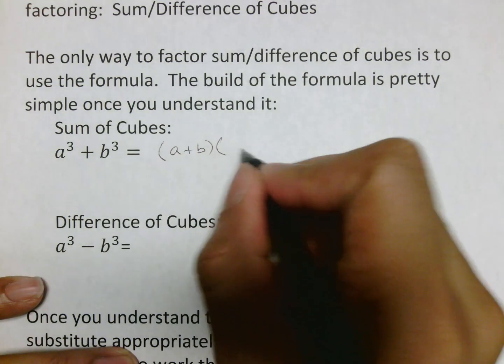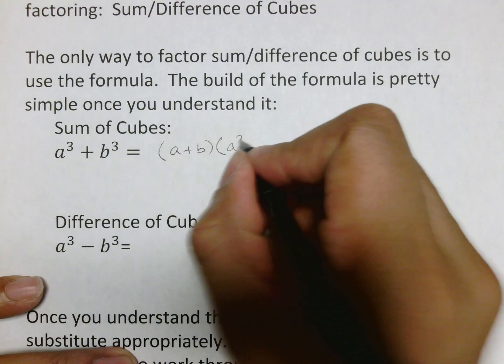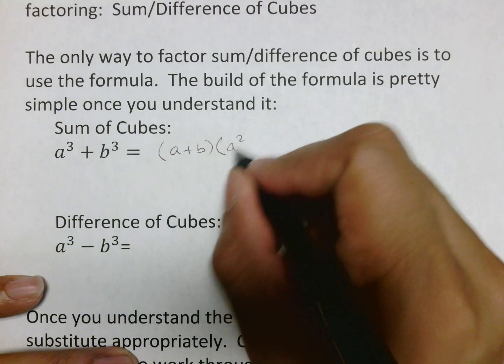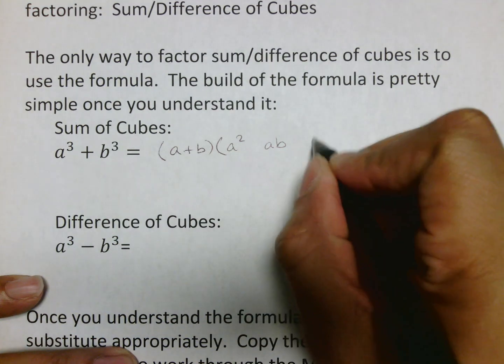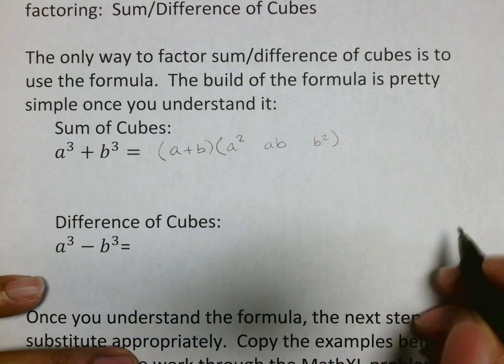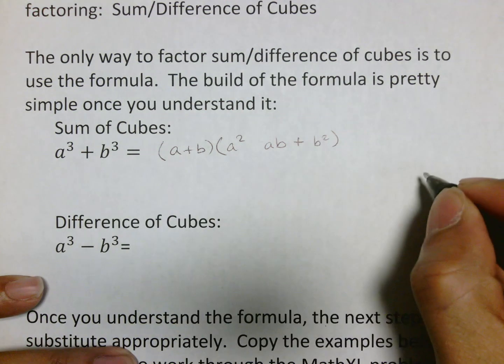Your second parentheses is going to have three terms. The first term is going to be A squared. That's not going to be hard to remember. The second term is going to be AB, and the third term is going to be B squared. Now here's the thing that we know about B squared. Anytime you multiply the second by itself, that is always going to be a plus.